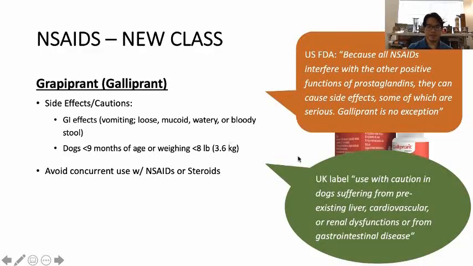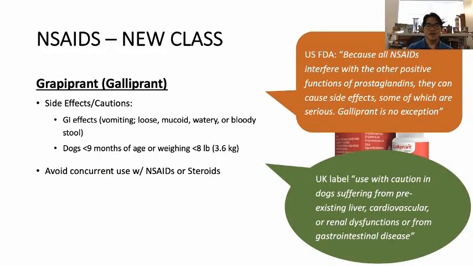So at this time, we do avoid using Galliprant with other NSAIDs or with steroids. There are two warnings, one given by the US FDA and the other one on the UK label of Galliprant. The US FDA put out a statement saying that because all NSAIDs interfere with the other positive functions of prostaglandins, they can cause side effects, some of which are serious, and Galliprant is no exception.